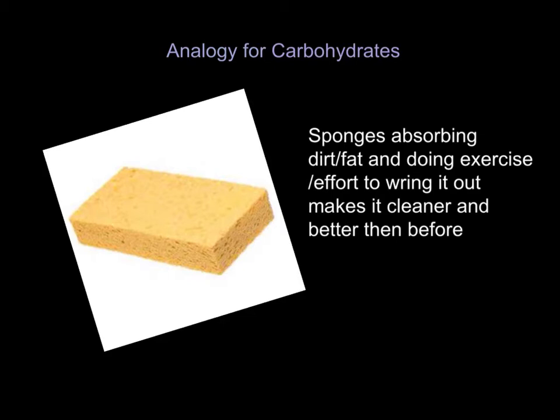Frustrated by our dirty sponge, we decide to do something about it: exercise and diet. We lift the sponge out of the tank and dry or wring out the carbohydrates from our tissue. During this process, some of the dirt and fat is removed from the sponge. Our sponge is a little bit cleaner, and it looks even better in the glass tank after the process is complete.